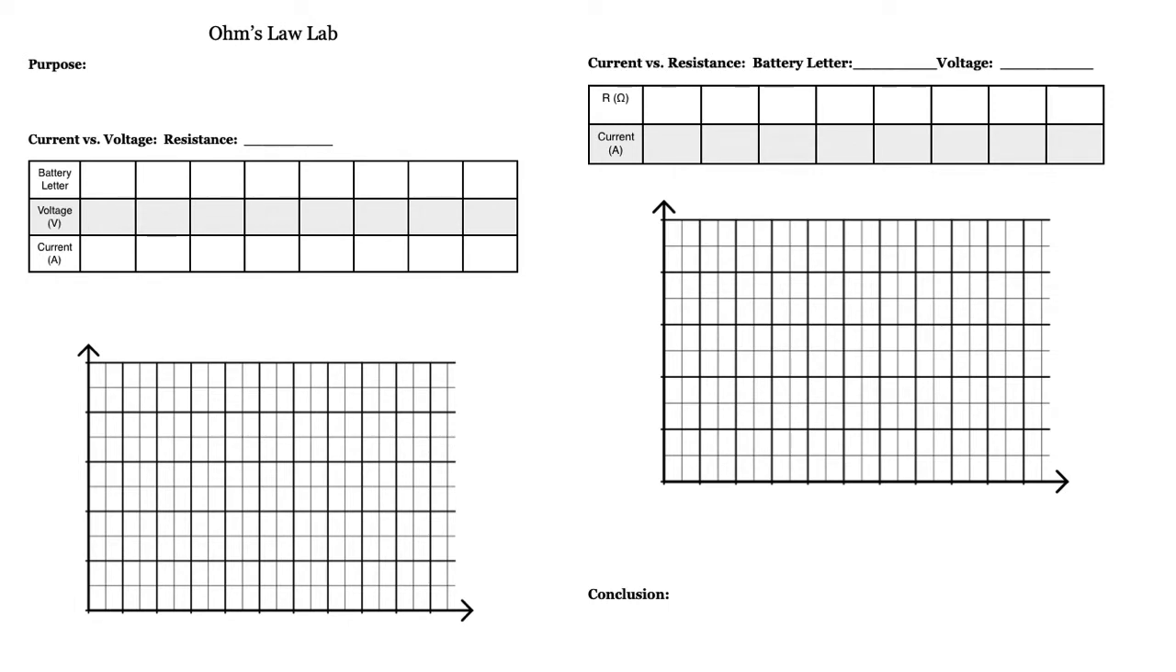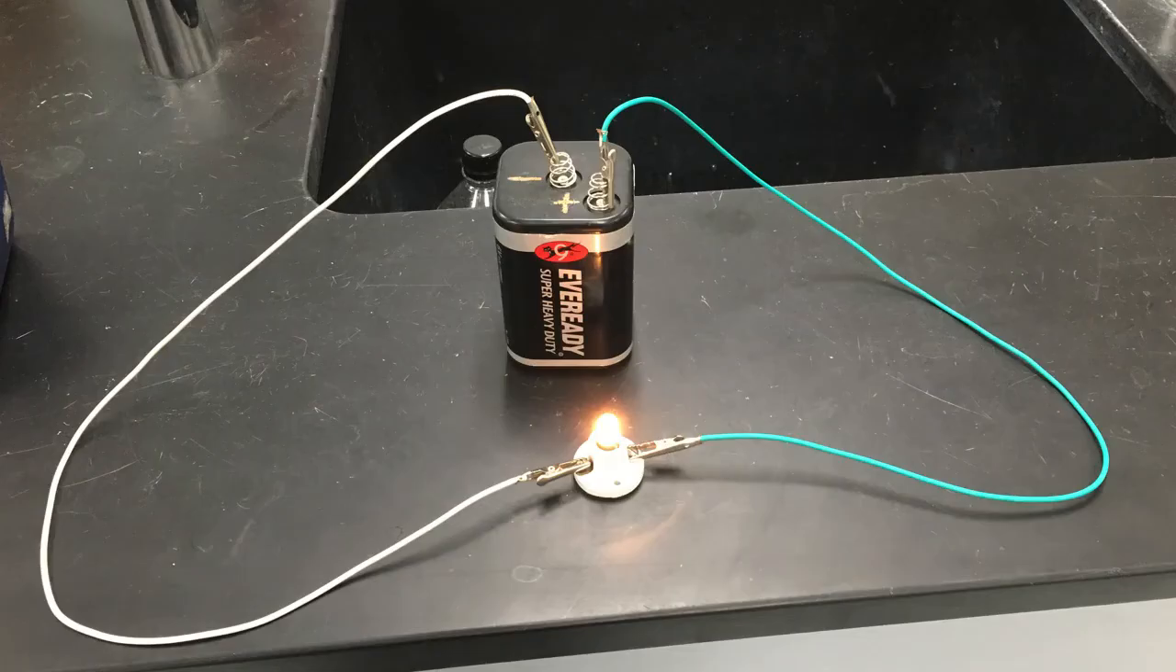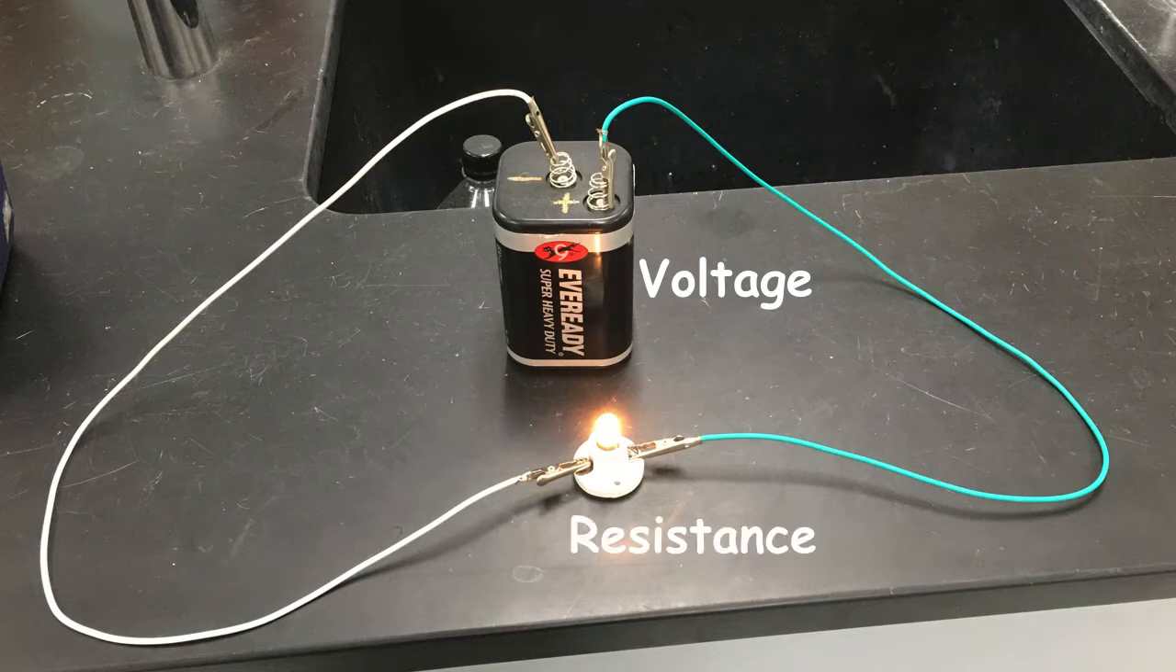In part 2, we'll be looking at current and resistance. In terms of what this looks like in real life, we're going to have a battery, a light bulb, and some wires. The battery will be able to be changed to different voltages. The light bulb represents our substance with resistance. It could be a light bulb, it could be a resistor, it could be a speaker, it could be a motor, it could be anything that has resistance.